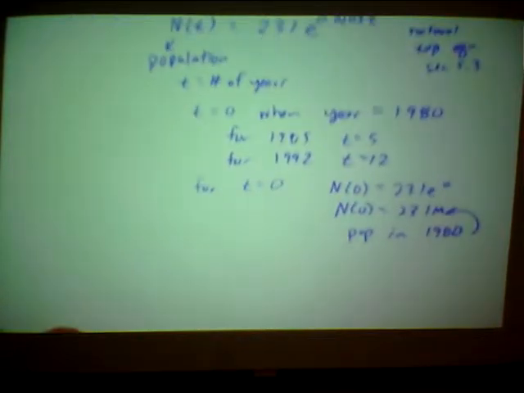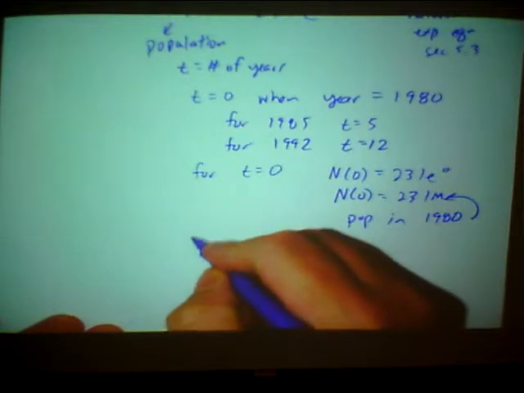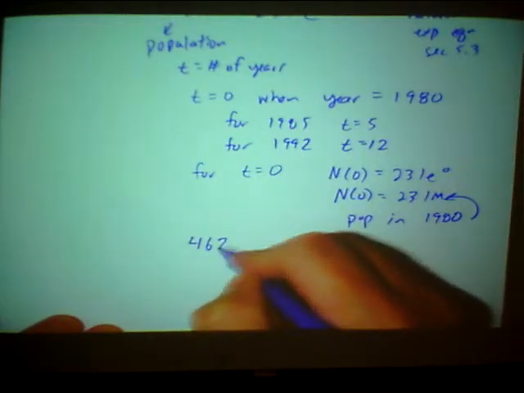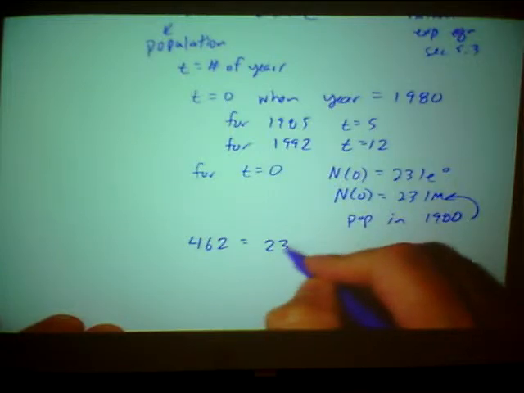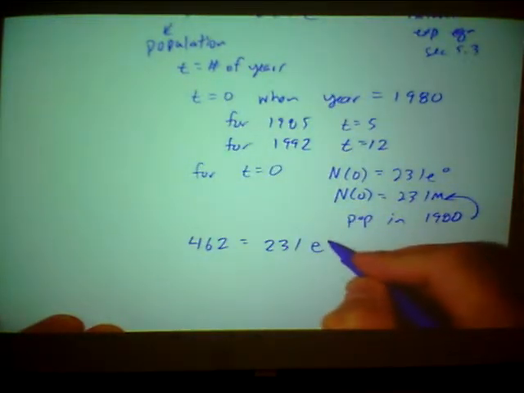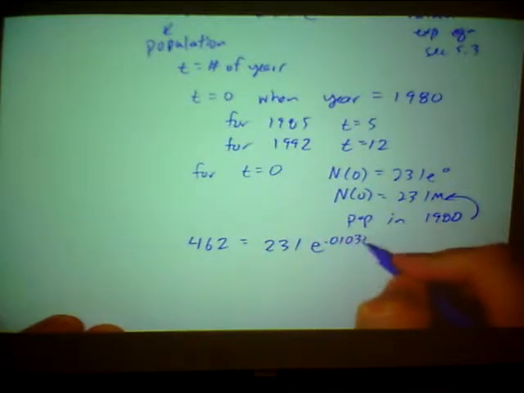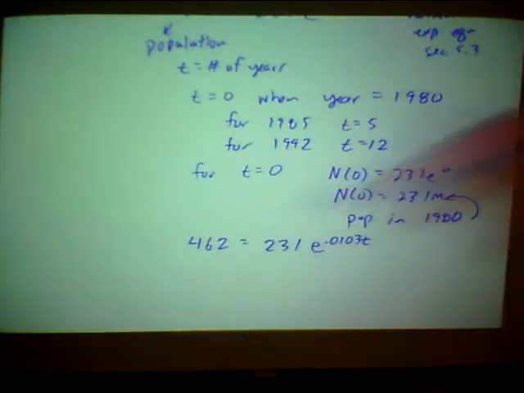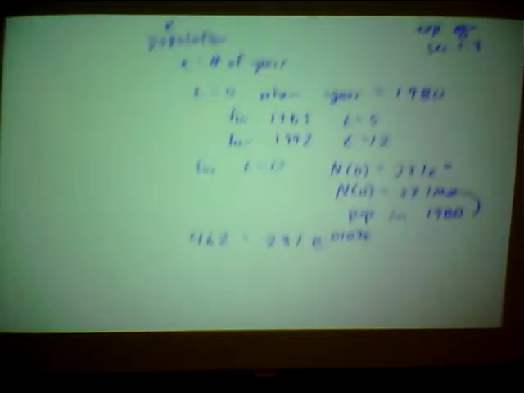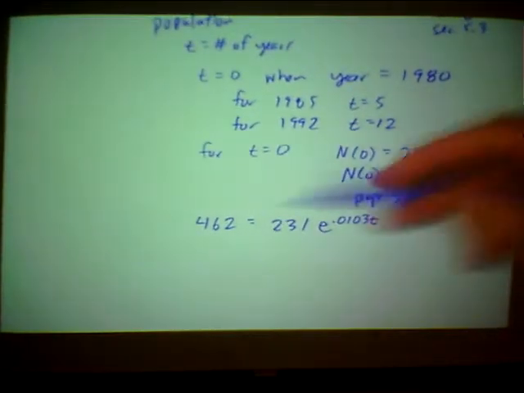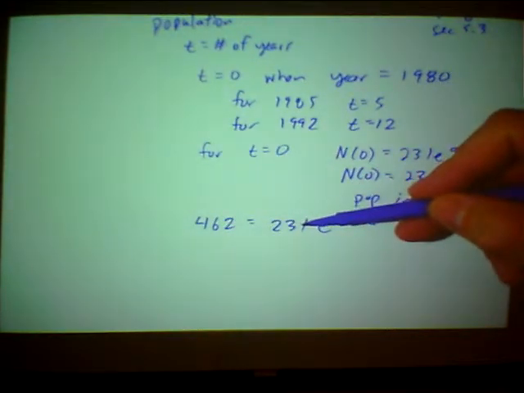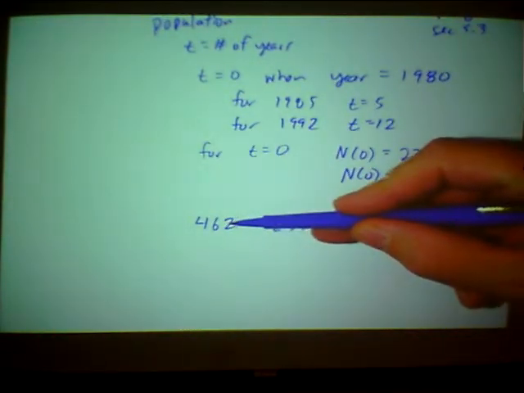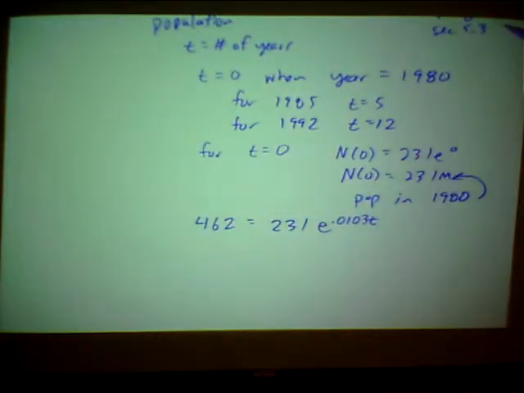So I go back to my equation, and I put in, for N of T, 462 equals 231 e to the 0.0103t. So this is the equation I'm going to use to determine when the population doubles. Once again, the initial population in the year 1980 is 231. When it doubles, the new population is 462. And when I solve for t, it's going to tell me how long it would take for the population to double.